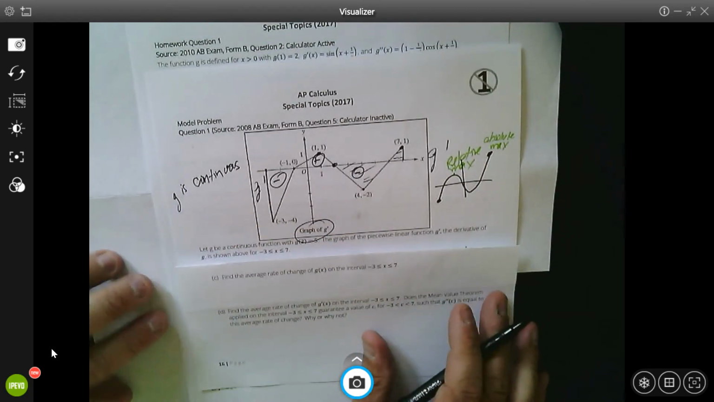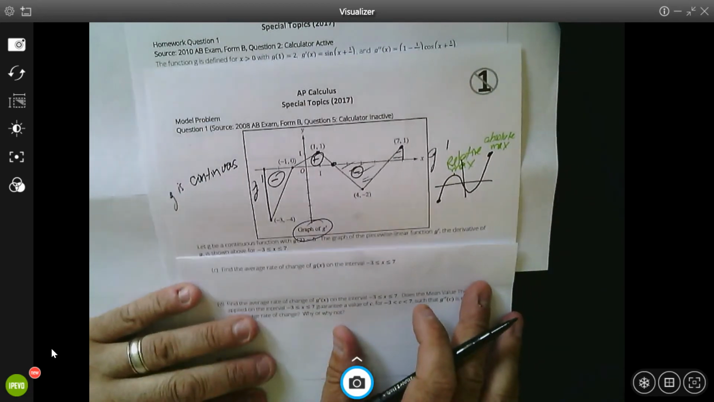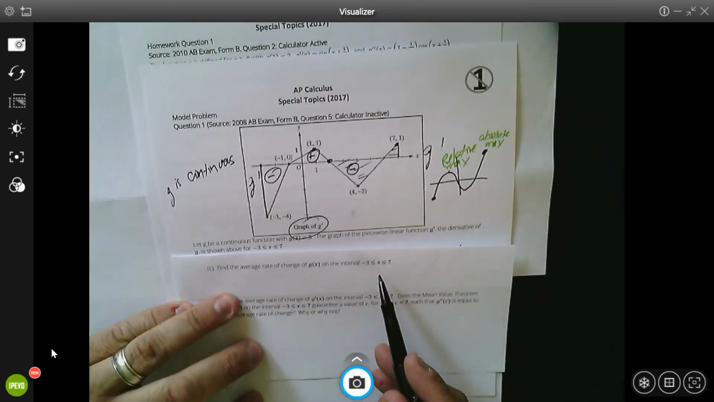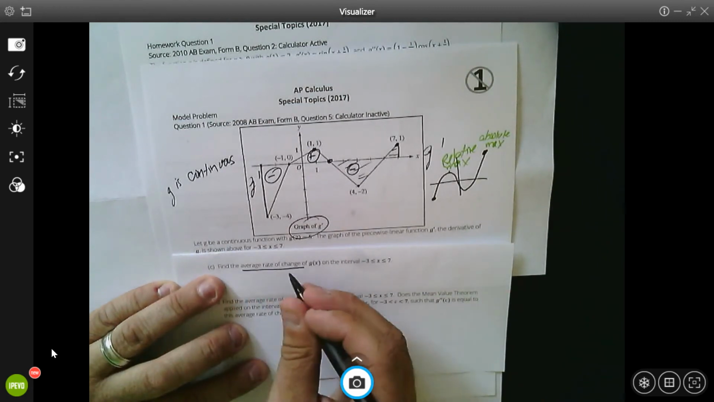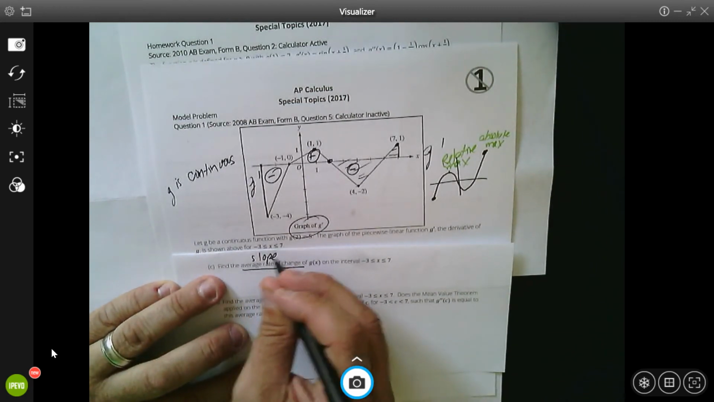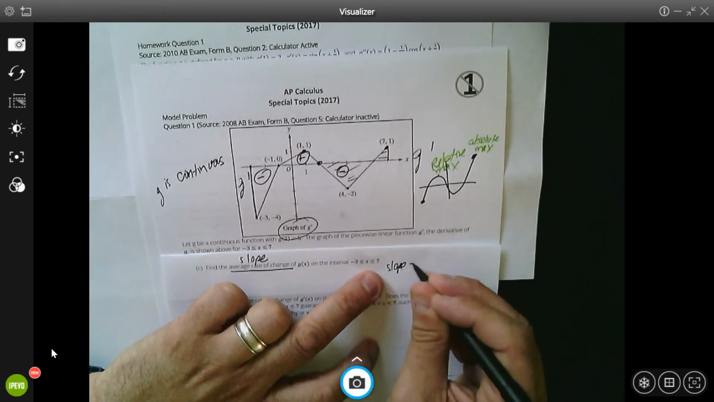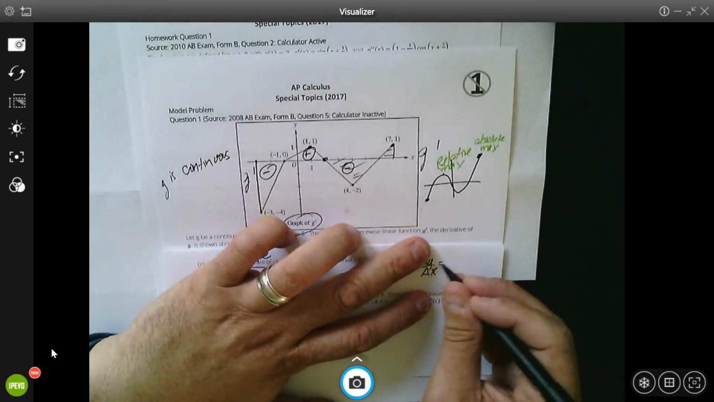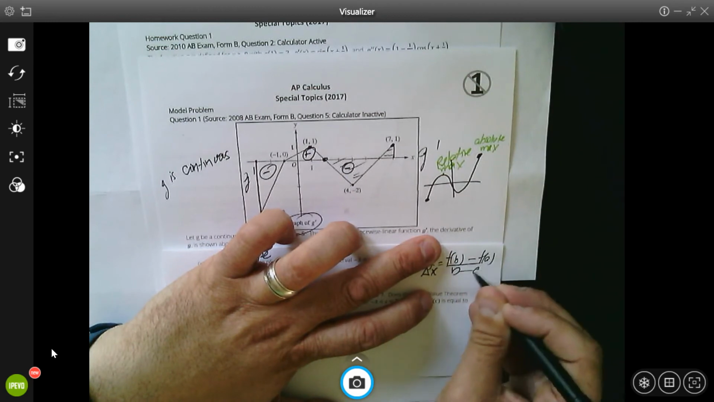All right. Part C. We're asked to find the average rate of change of g on the interval negative 3 to 7. Well, average rate of change, you've known that phrase for a long time. Slope. The way that we find slope, change in y over the change in x, or maybe you want to think of this as f of b minus f of a over b minus a.